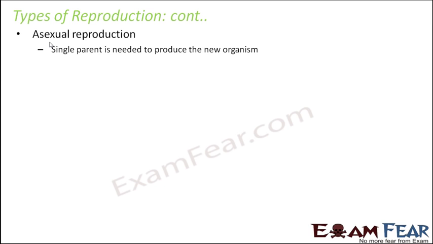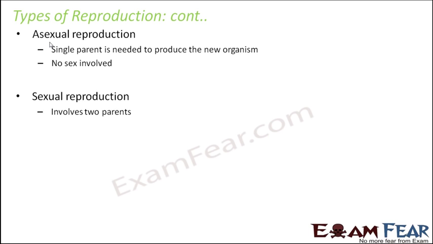Here a single parent is needed to produce the organism. So you do not need one male and one female. You need just one organism, and that organism alone can produce a new organism. Therefore no sex is involved, that is no confusion of male and female, no interaction between the male organism and the female organism. So nothing like that is involved here. On the other hand, in sexual reproduction, it involves two parents.